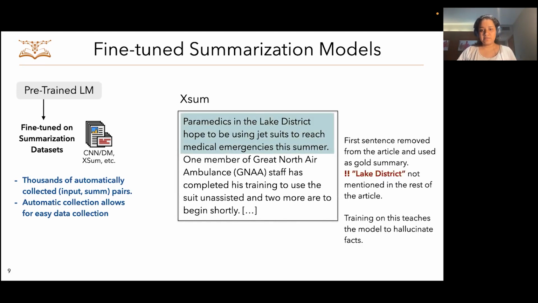So if we look into XM, the way this was constructed was the first sentence of the article was removed, and that was considered as the gold summary, whereas the rest of the article was now considered the input article. And the problem with this data set is that the gold summaries themselves are very noisy, because for instance, here, the part about Lake District is not included anywhere in the rest of the article. So when we train a model on this kind of data set, it just learns to hallucinate all these facts because that's the training data. And we saw an example of it in the generated summary before, where it hallucinated Scotland.